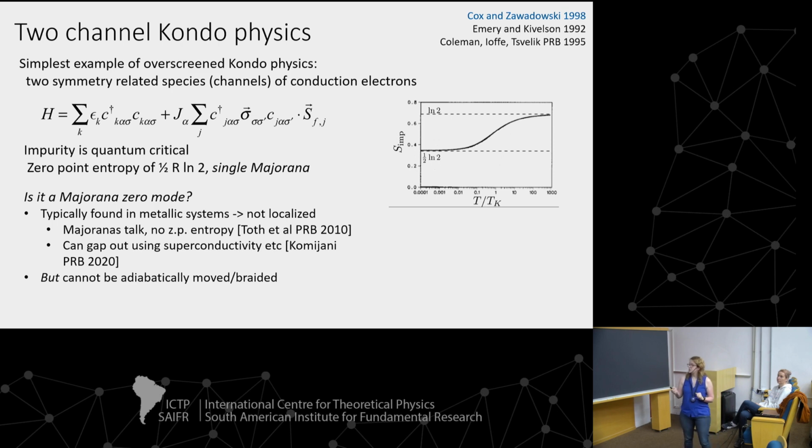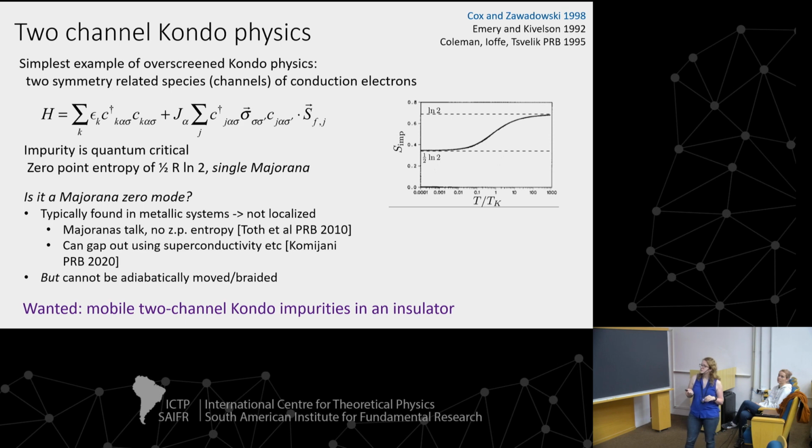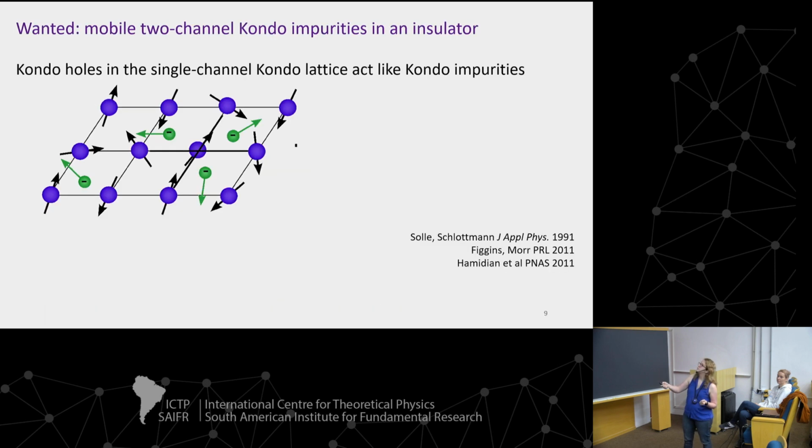OK, so this is sort of the interesting thing and the problem. So now we're going to come to the solution. So this is sort of our goal. We want to have mobile two-channel Kondo impurities in an insulator with sufficiently strong Kondo interaction to still give us this Majorana zero mode. So this is what I'm going to try to argue that we have found, theoretically.